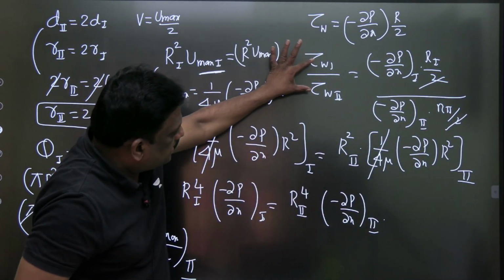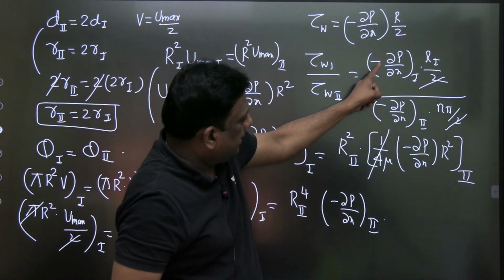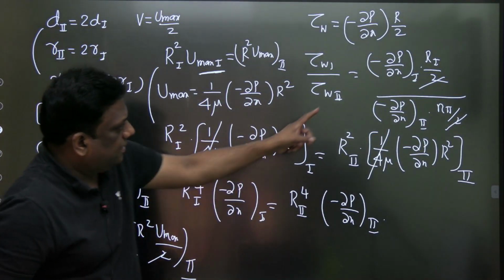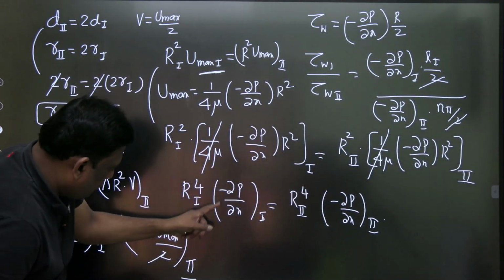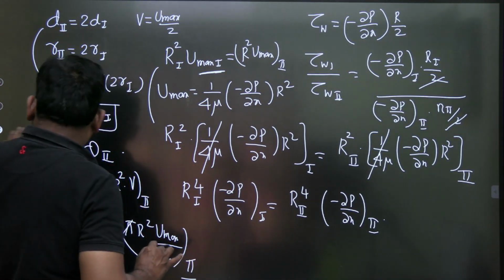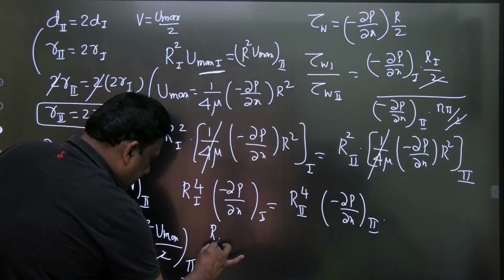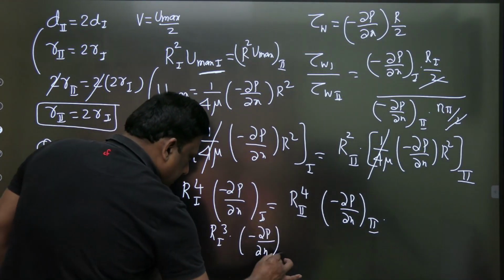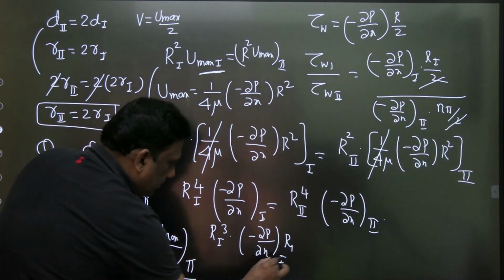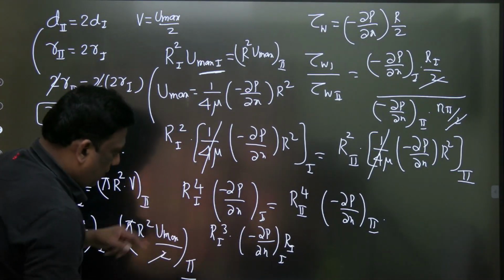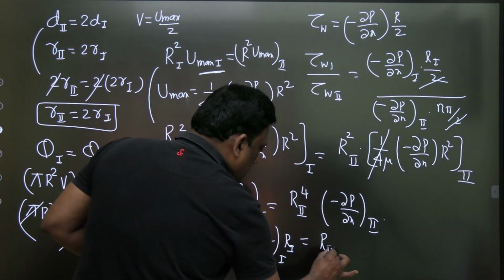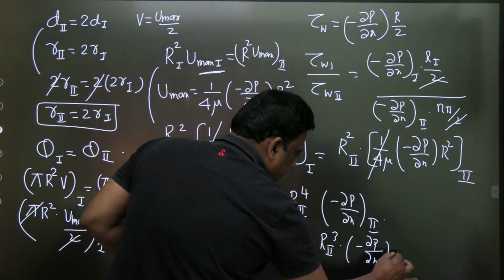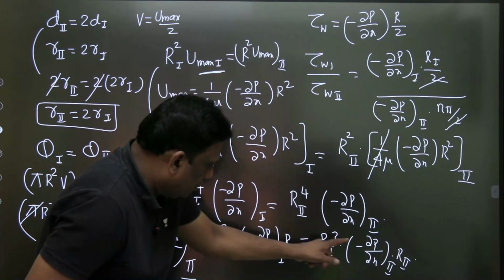I want this value. He is asking this value. Observe, minus minus can be cancelled. Okay, no problem. Look here. From this equation, what can I get? I will write this as R1 cube into minus dou p by dou x of the first pipe into R1. Please observe, R1 cube into R1 is R1 power 4, which is equal to R2 cube into minus dou p by dou x of the second pipe into R2. Observe, R2 cube times R2 is R2 power 4.